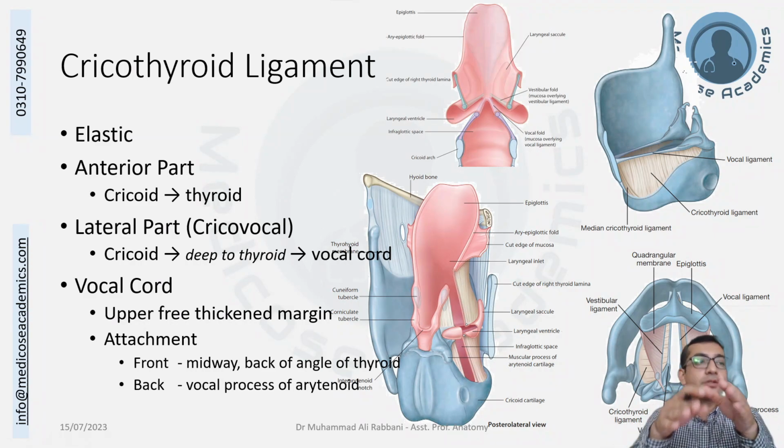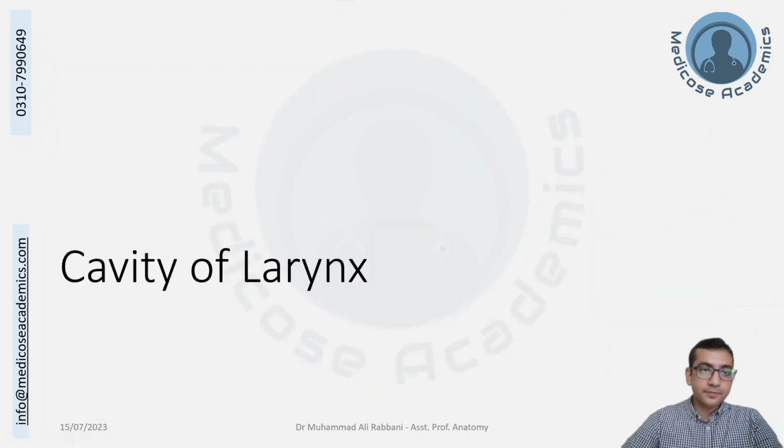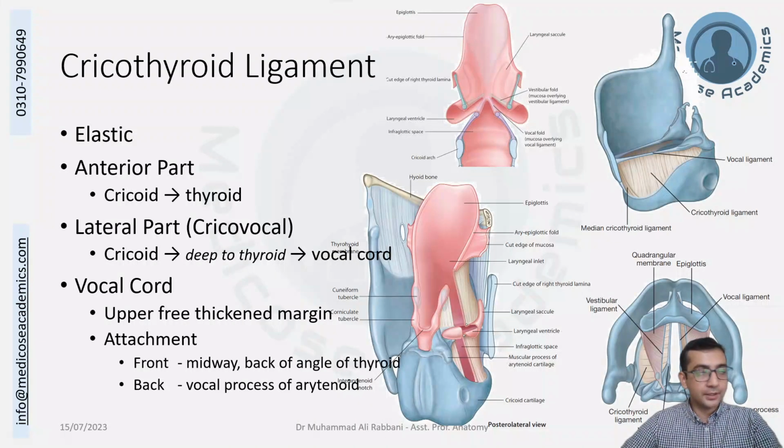This is also very elastic because the vocal cords continuously have to flap and come back to the normal location. This is mostly elastic fibers. It contains a lot of them. So this membrane is also known as the conus elasticus. This is all about the cricothyroid ligament.